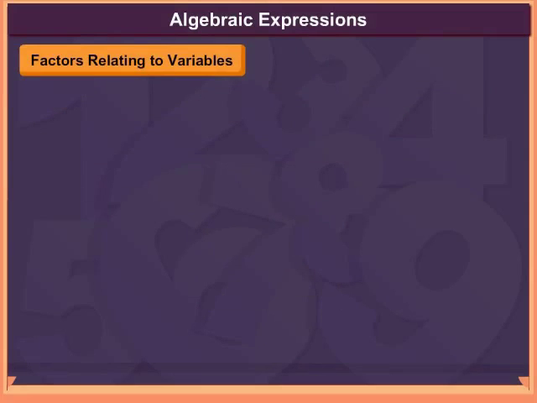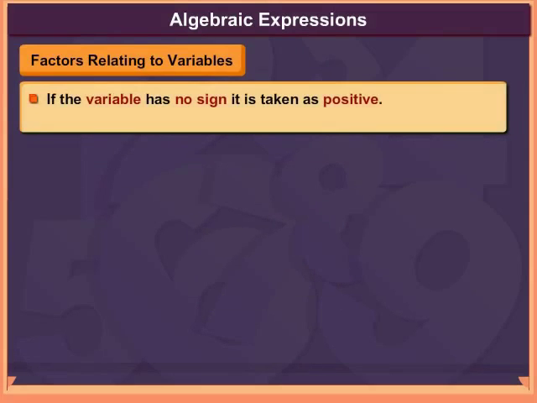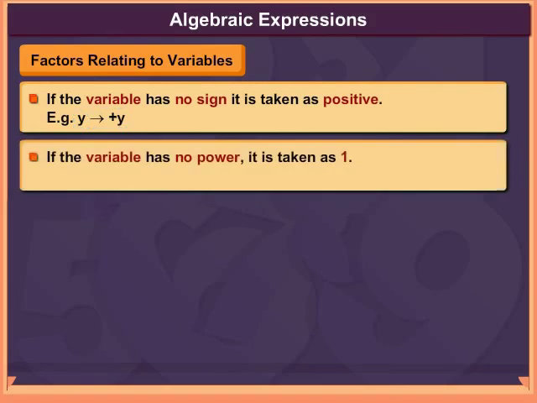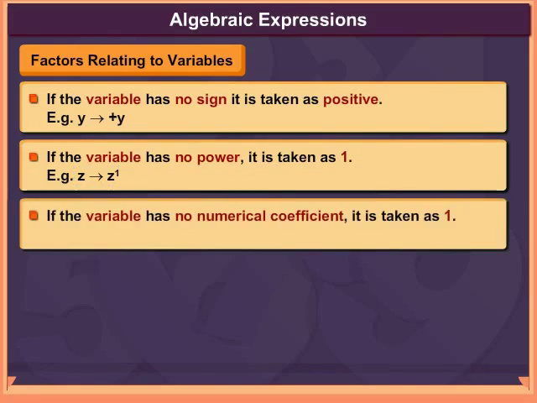Let us see some facts relating to variables. First, if the variable has no sign, it is taken as positive. Example: variable y is considered as positive y. Second, if the variable has no power, it is taken as 1. Example: variable z is considered as z raised to 1. Third, if the variable has no numerical coefficient, it is taken as 1. Example: variable a is considered as 1a.